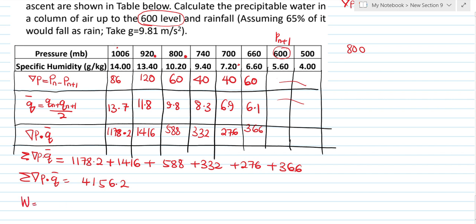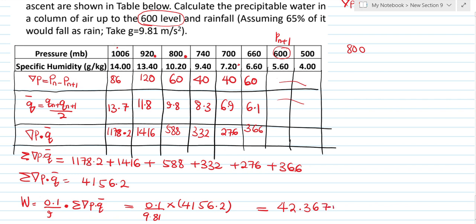So the precipitable water is given by the formula 0.1 over 9.81 times the sum of the products, which is 4156.2, and this will be equal to 42.367 millimeters.